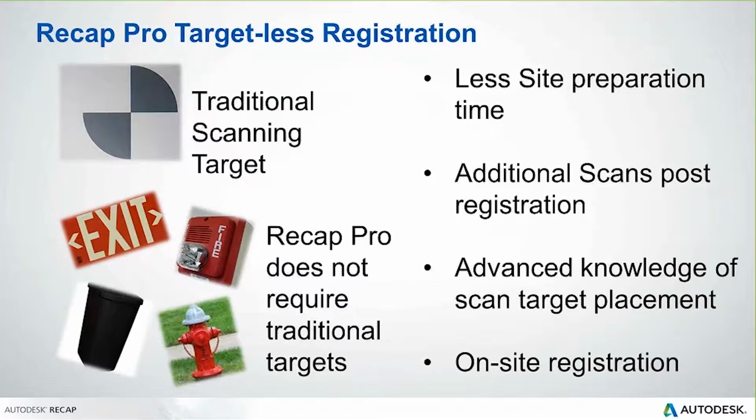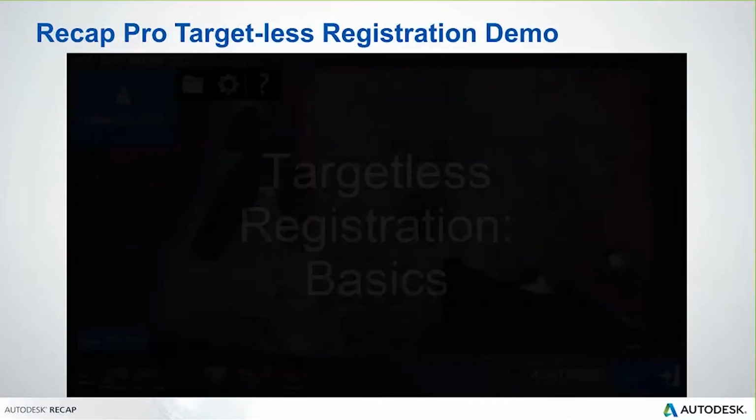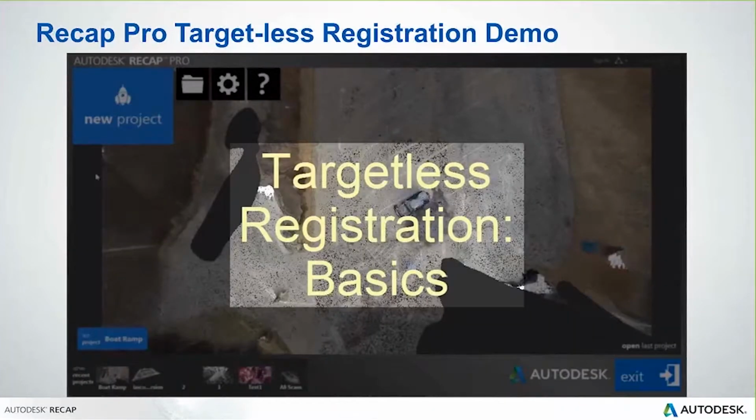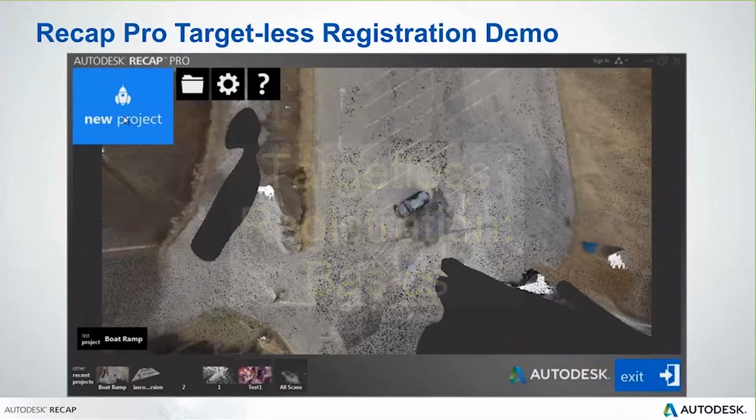And then, of course, on-site registration. Right now, the workflow for most scanning firms is to do your scans out in the field, bring all those scans back, and then register in the office, which means that you don't know whether or not you needed more data until you're back in the office. Why not register on-site so that you know you have a full model before you pack your truck up for the day? So let's talk about targetless registration as a demonstration here.